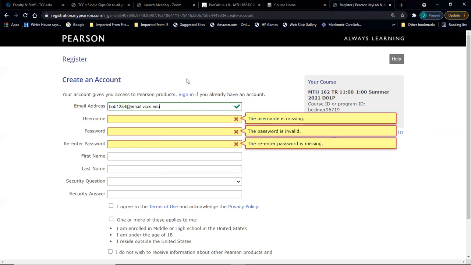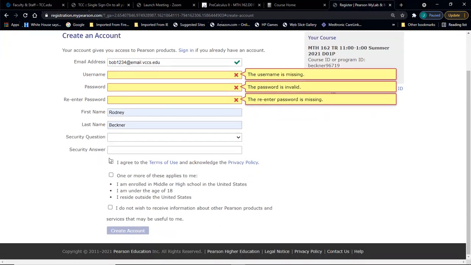You can use your Gmail account or whatever. I personally don't care. I'm supposed to tell you to use your TCC account, but I'm going to say use the account that you check. First name, last name, security question, etc. I can't show you if you already have an account, unfortunately. You would have to figure that out on your own. Make sure you agree to their terms. If one of these conditions applies to you, you can click it. If you don't want to receive a bunch of emails, you can click there. And then you'll hit the Create Account button.